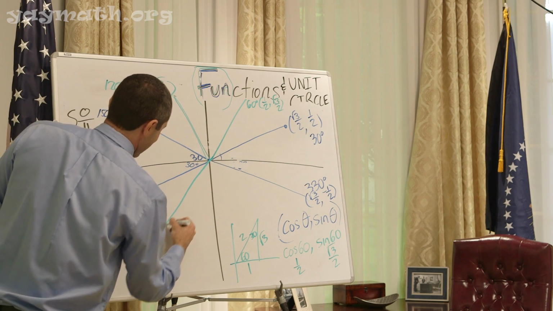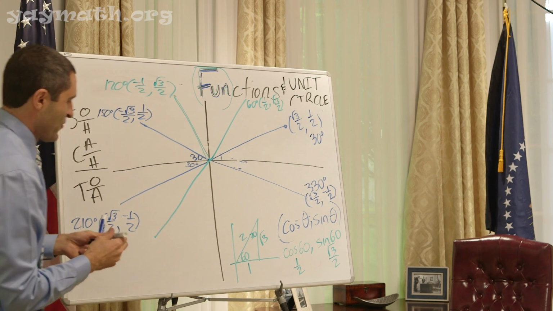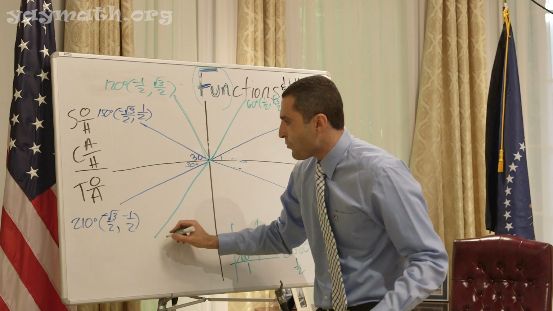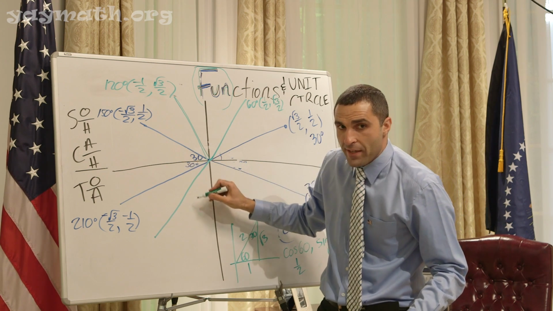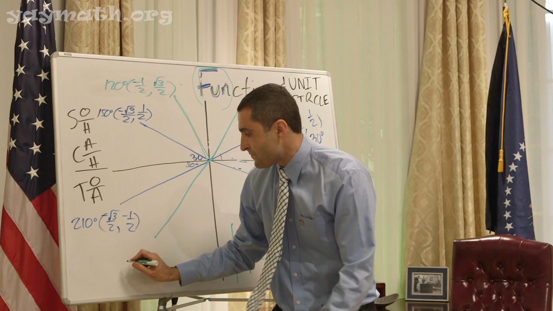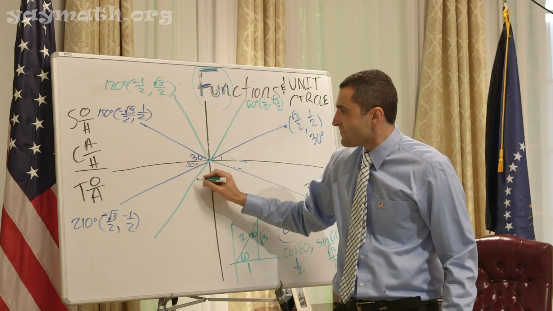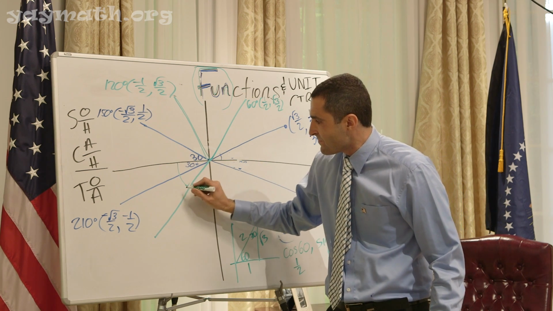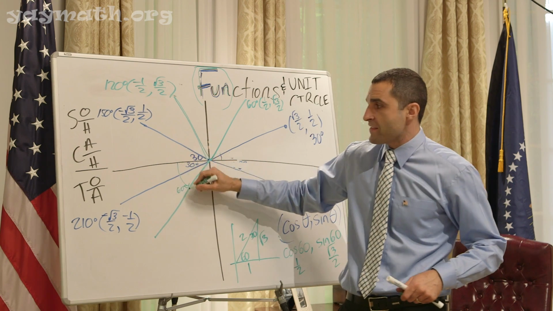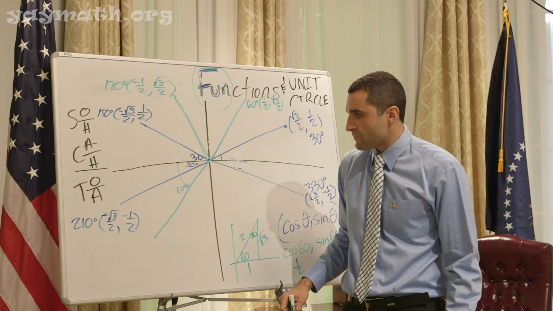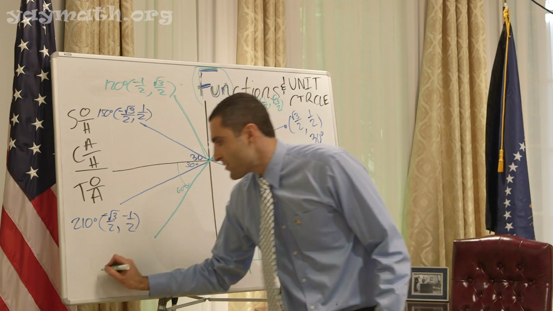What's in quadrant 3? Extend the line. So this is 60 more than 180. We want the angle first. The reference angle is 60 away. 240. Good job. 240.